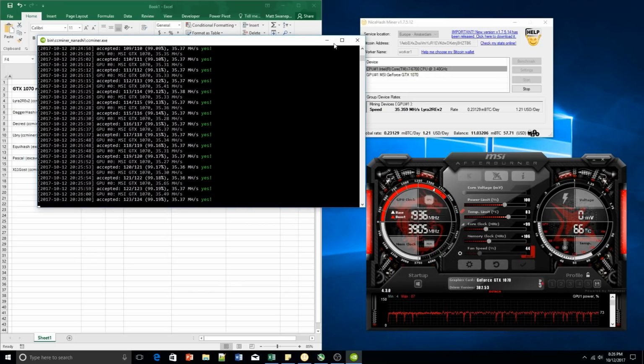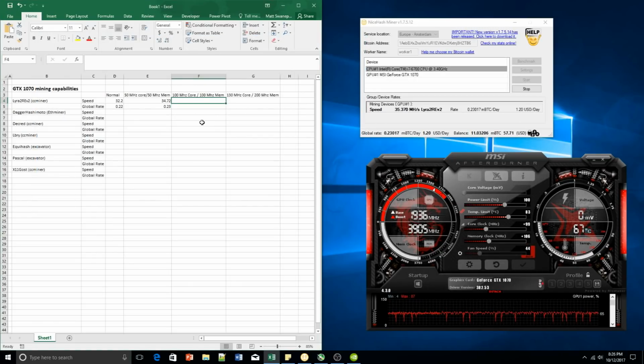And we're back. All right, so we left off at 34.72. It has now settled on 35.37 with a global rate of 0.23. Similar global rates. This might have been slightly higher. Okay, cool. Moving on to our final stage of 130 and 200.